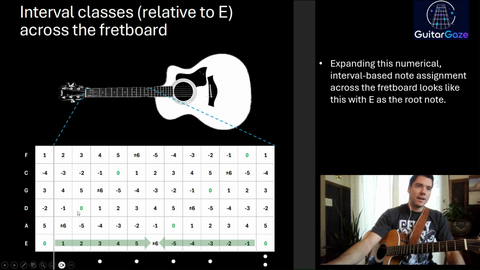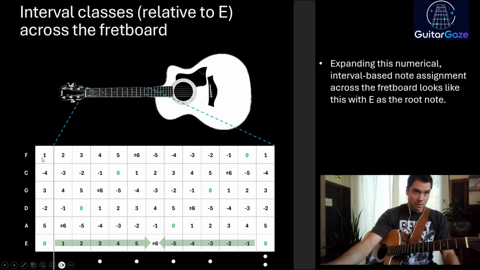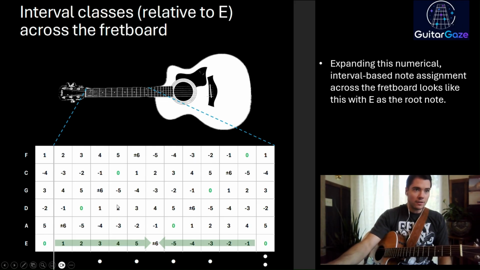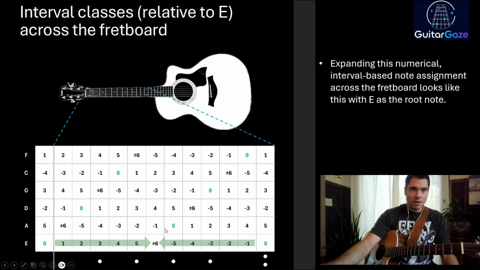Now we're going to assign that across the fretboard. So the entire fretboard has the same number assignment with E as the root note. And again, this is in EADG-CF tuning, not EADG-BE tuning. So we've got our isomorphic tuning. We've got our numerical assignments. You can see the distribution of notes across the fretboard is very consistent. No matter where you have one number, the numbers around it are the same at every location on the fretboard.